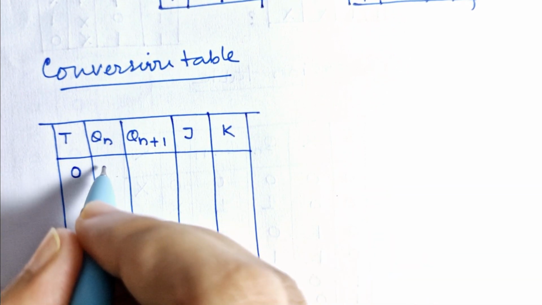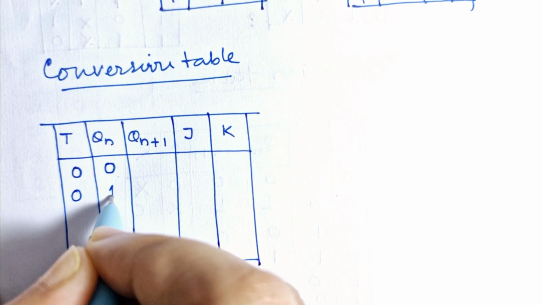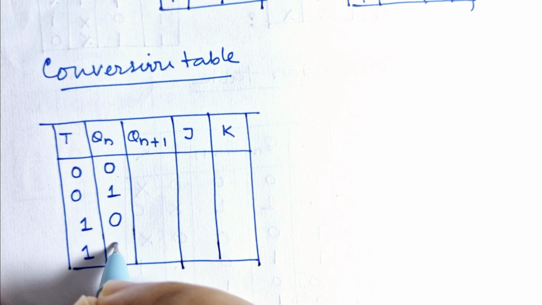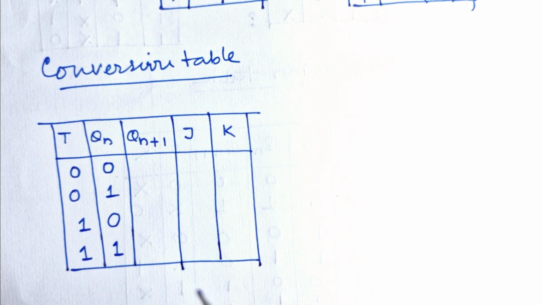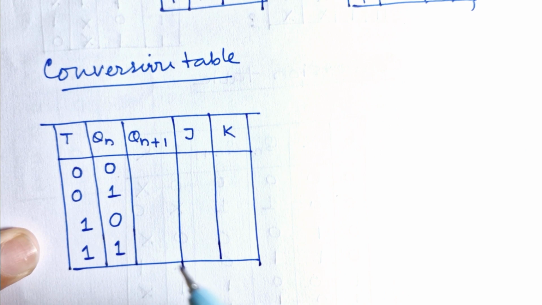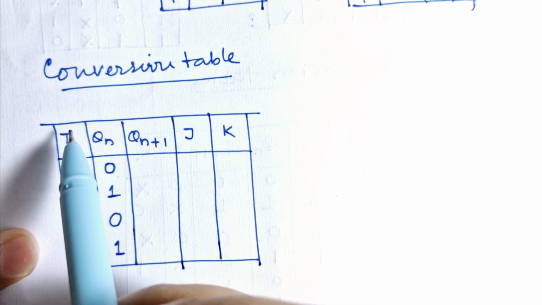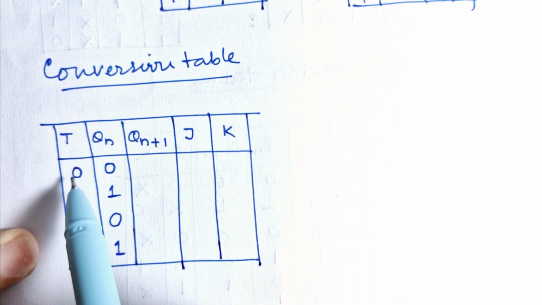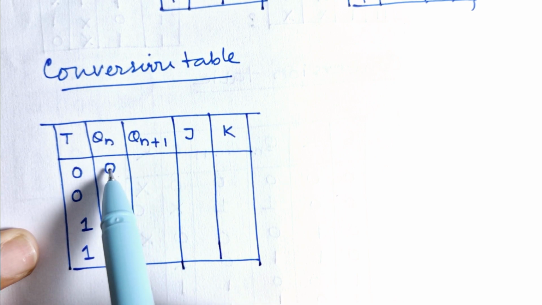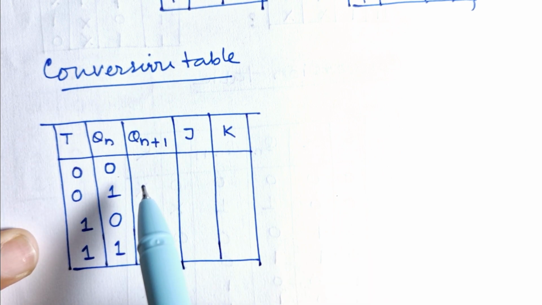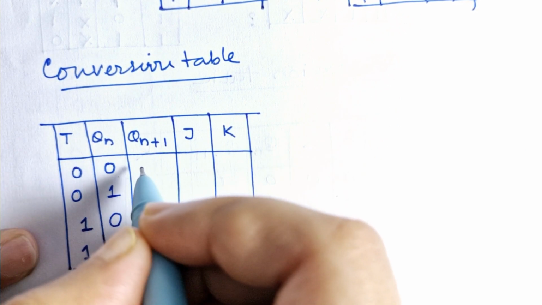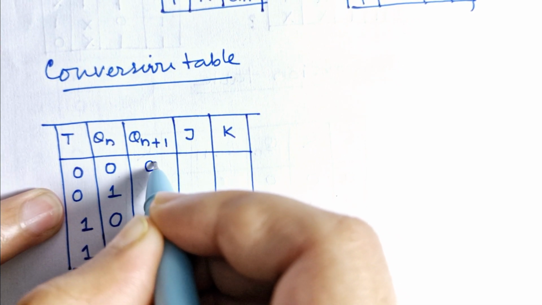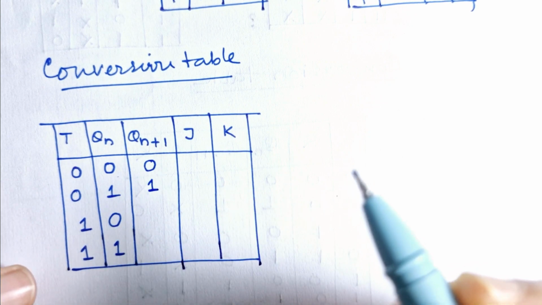So when T is 0, Qn is 0. When T is 0, Qn may be 1. When T is 1, Qn is 0. When T is 1, Qn is also 1. So these are the 4 possible combinations with T and Qn. Now using the truth table of T, we will find the value of Qn plus 1. That is, when T is 0, Qn plus 1 will be the same as Qn. From the truth table we can conclude it. So Qn is 0, Qn plus 1 is 0, Qn is 1, Qn plus 1 is 1.